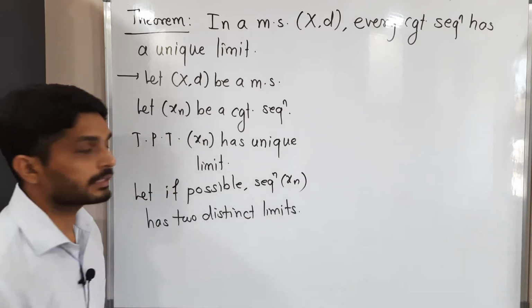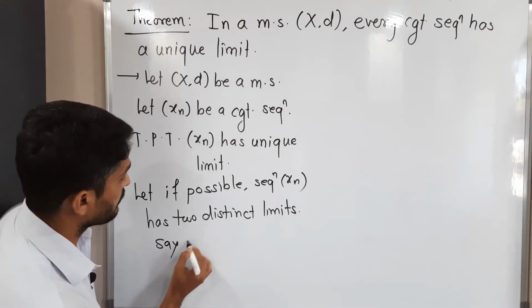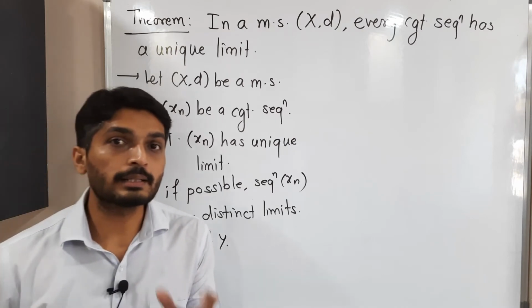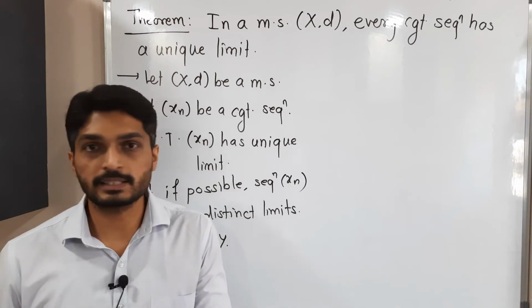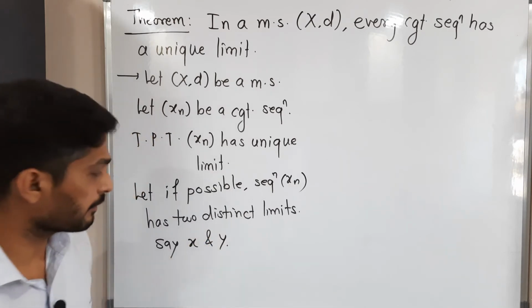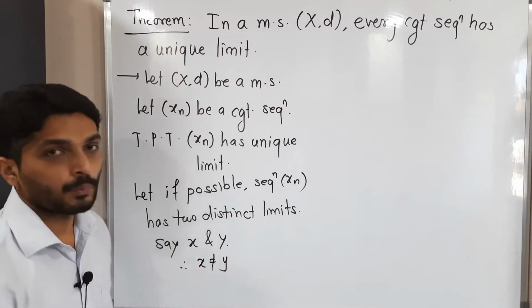So I'm assuming it has two distinct limits. We will call them X and Y. Suppose X and Y are two distinct limits of sequence Xn. That means Xn converges to X as well as Xn converges to Y. And the important word is distinct. These are different. So therefore, X is not equal to Y.